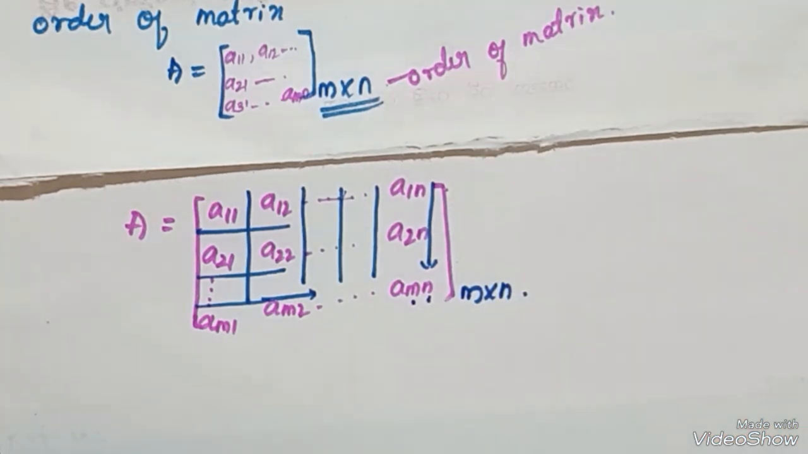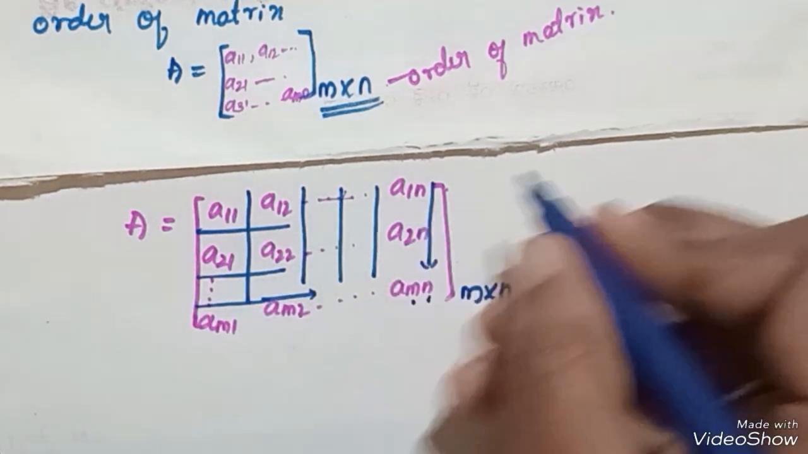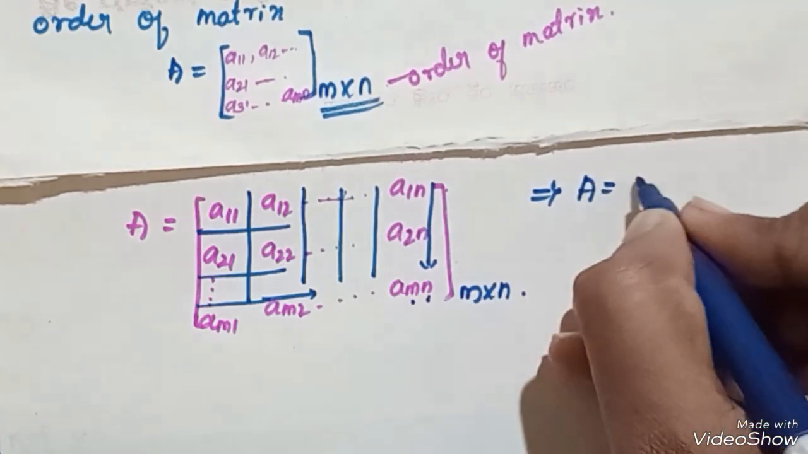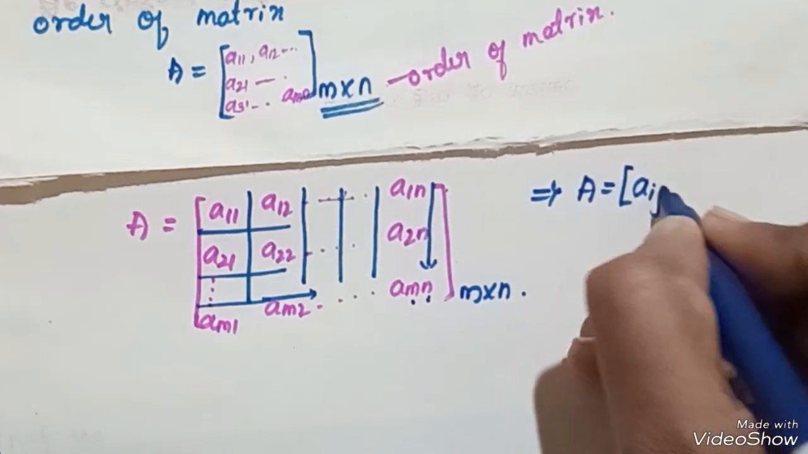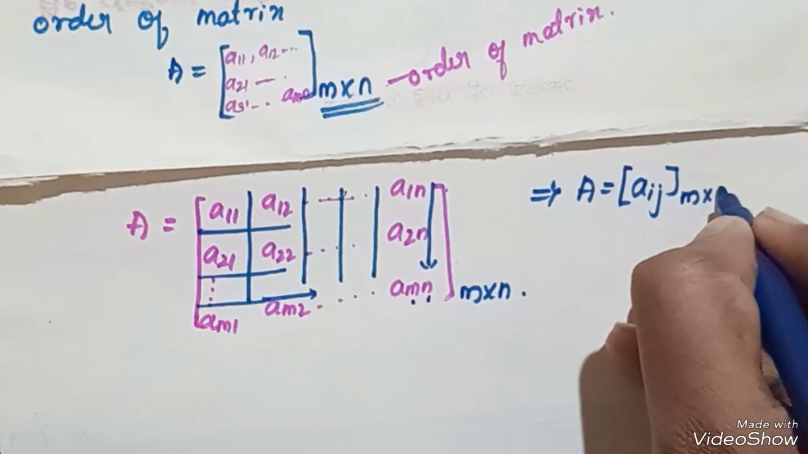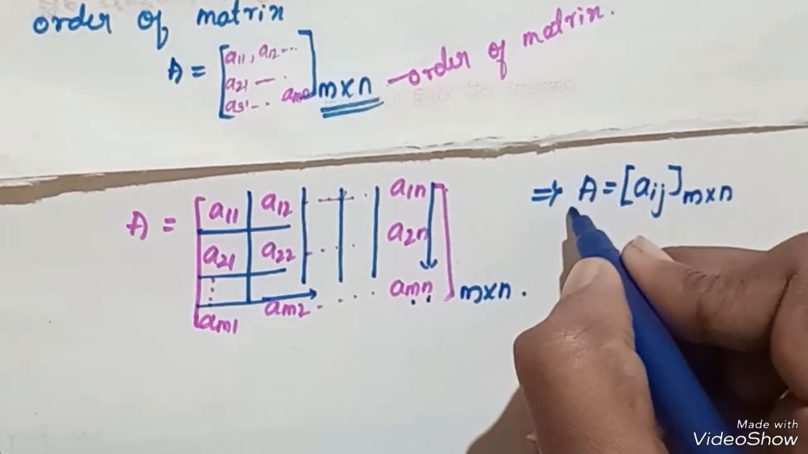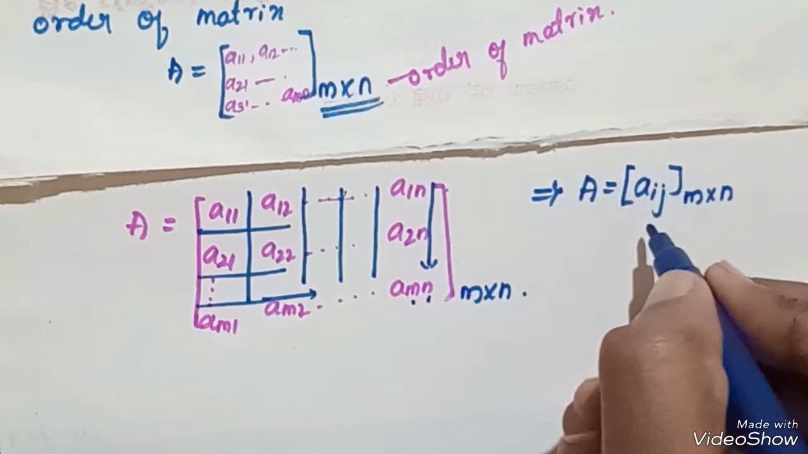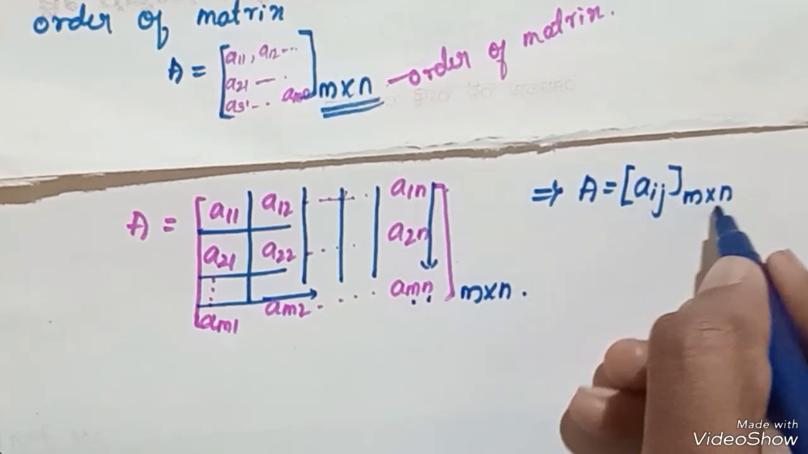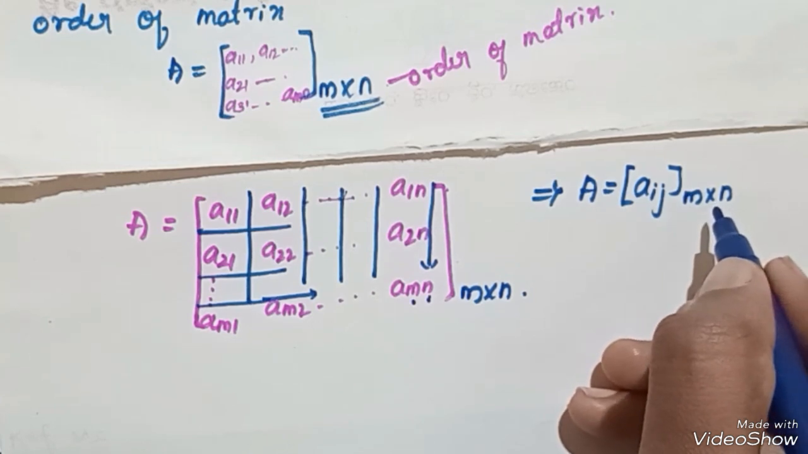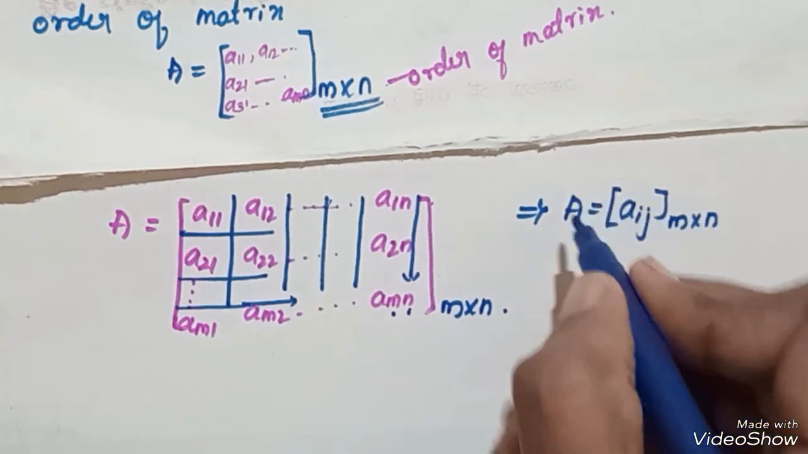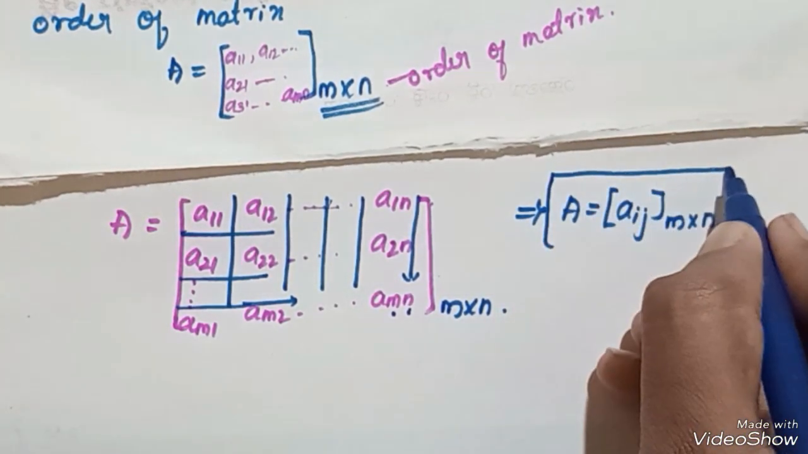Okay, order of the matrix. Usually we represent matrices in the general form Aij of m cross n. Here A is a matrix, always written in a capital letter, and the elements are written in small letters. The lowercase letters show the order of the matrix. Okay, this is the general form of the matrix.